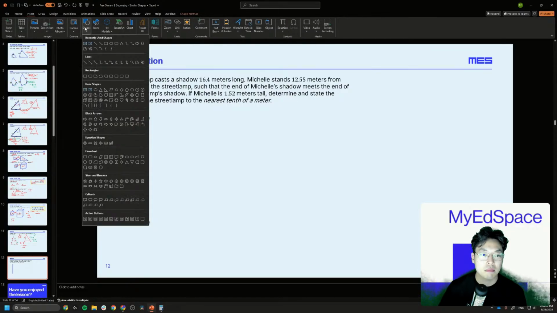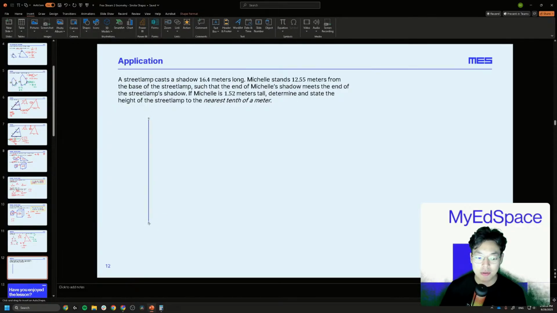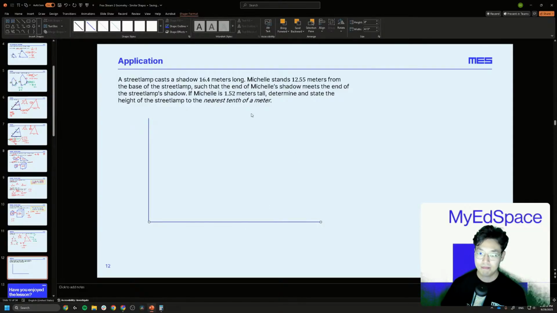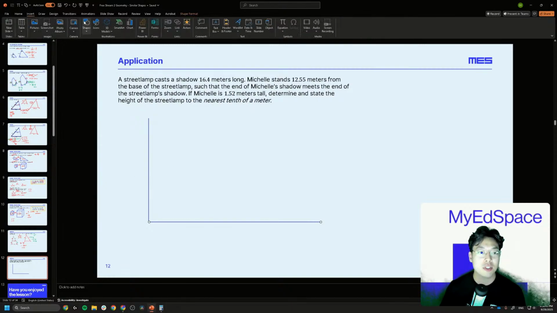And it casts a shadow. And this is the shadow that it casts. Right, let's say this is the shadow that it casts, and that is 16.4 meters long. And we'll type that in a little bit. Michelle stands 12.55 meters from the base of the street lamp. So let's say Michelle is about this far away and that tall.